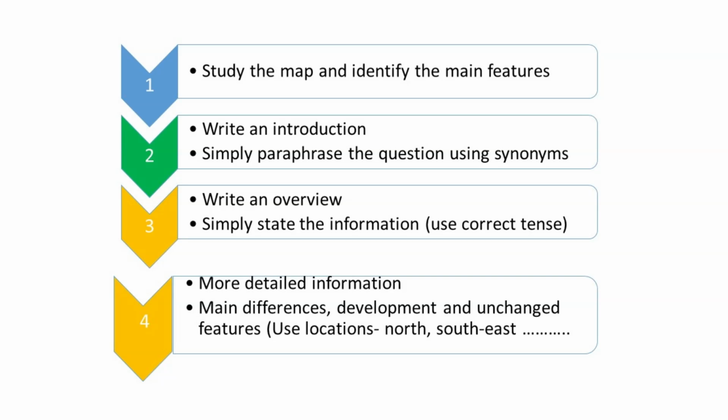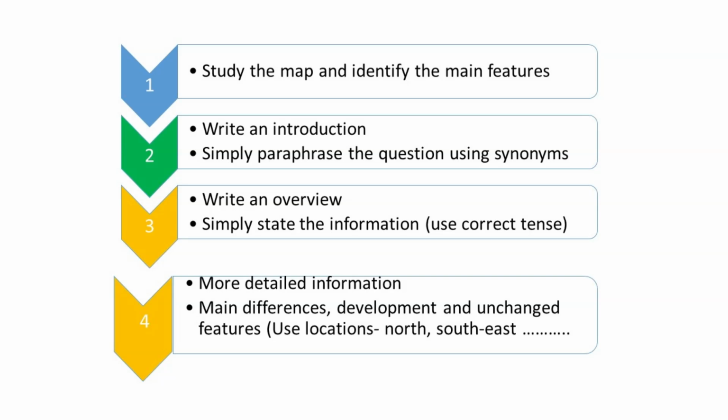So, now let's go to the structure of the essay here. The first thing you do is you study the map carefully and identify the main features. Features means the changes that the town or the city has undergone during this period, means the period of 80 years. So you have to look at the differences between the first map and the second map of the same city. Now, if there are many differences, what should we do?